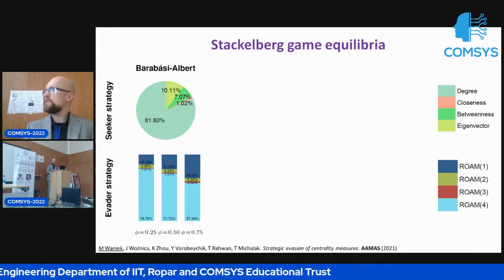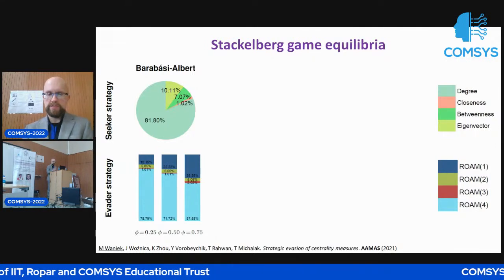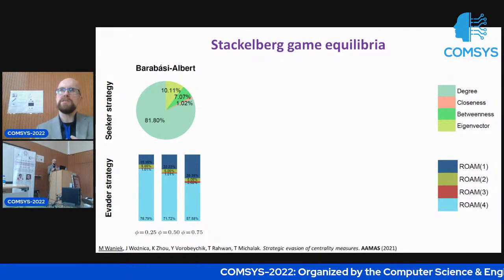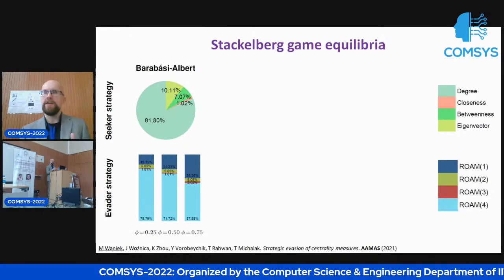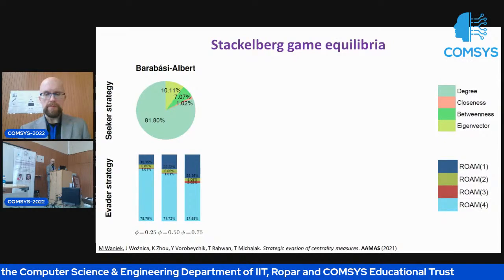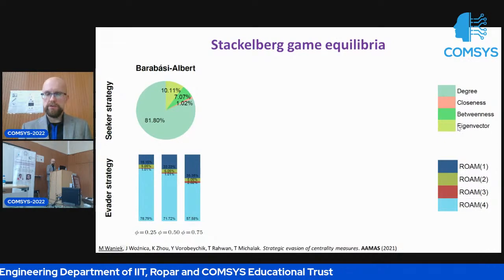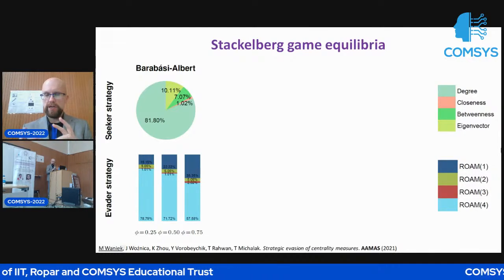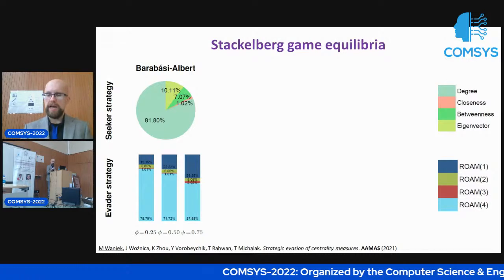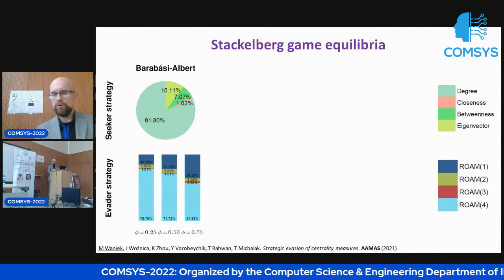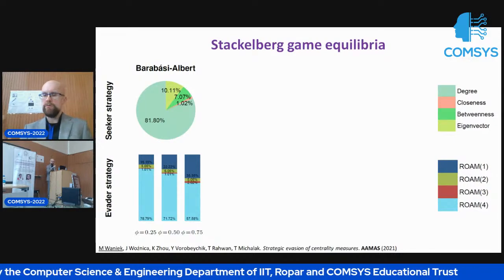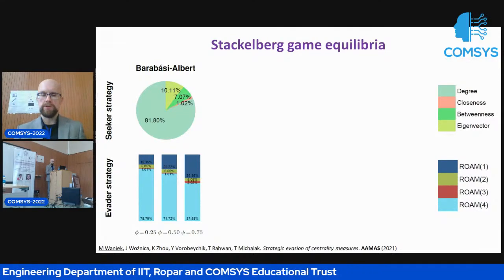And the evader of different types, here we can see types 0.25, 0.5, and 0.75. Again, greater values of phi mean that the evader is more interested in staying hidden. The lower values of phi signify that the evader is more interested in staying influential. And the strategy of the evader is a mixed strategy over different types of ROME heuristic. The number in the row means how many edges we add after each removal. So ROME 1 means that we remove one edge and add one edge to the network, whereas ROME 4 means that we remove one edge and we add 4 different edges to the network.